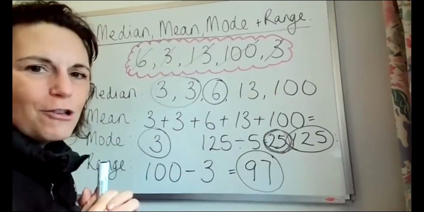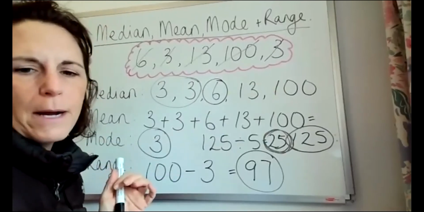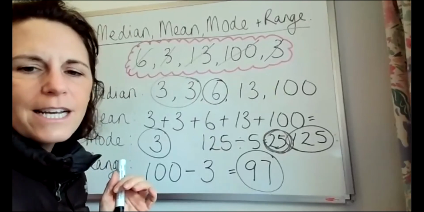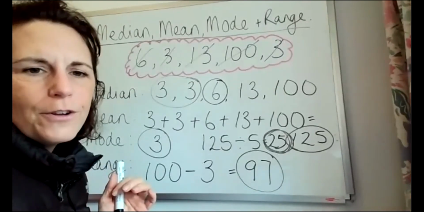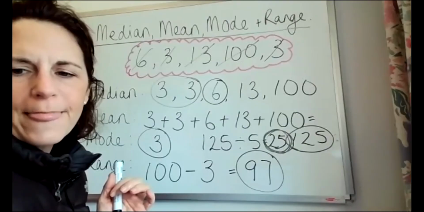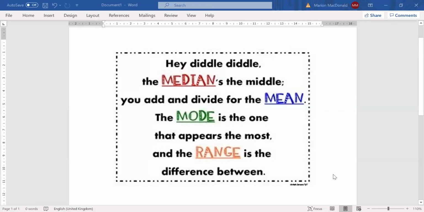So I hope that has helped. Enjoy that little rhyme. I promised I'd show you it again at the end, so I will leave you with this. Hey diddle diddle, the median's the middle. You add then divide for the mean. The mode is the one that appears the most, and the range is the difference between.